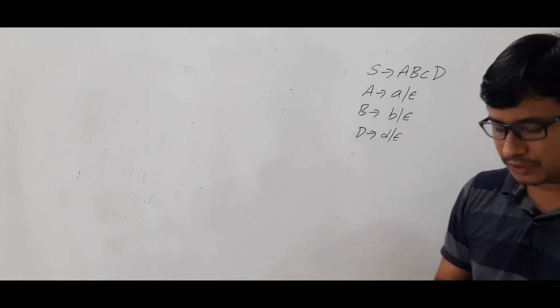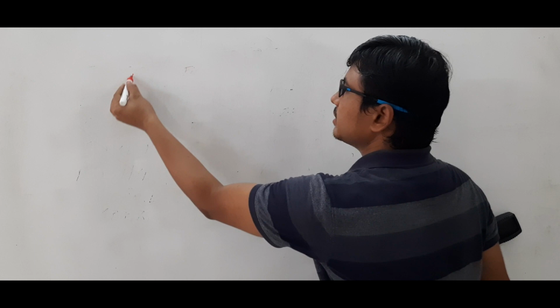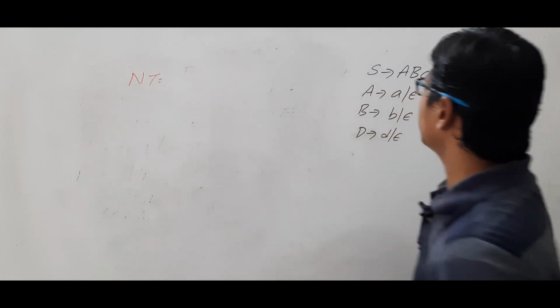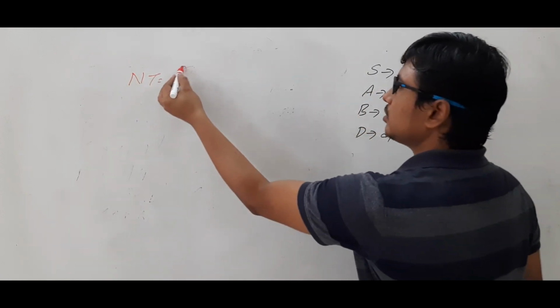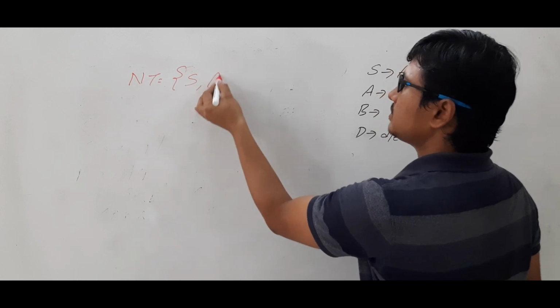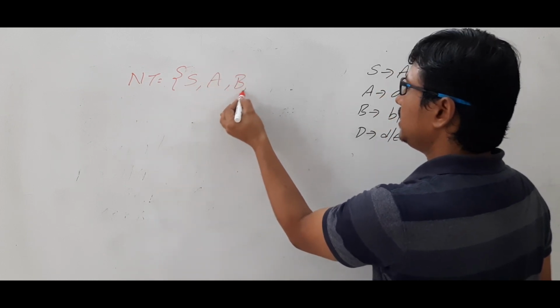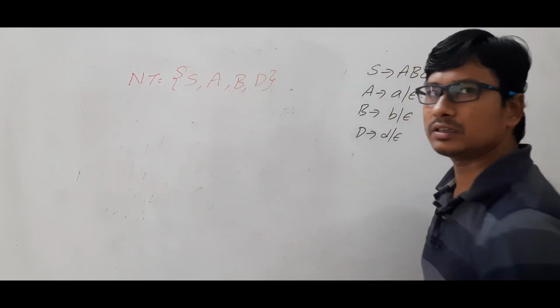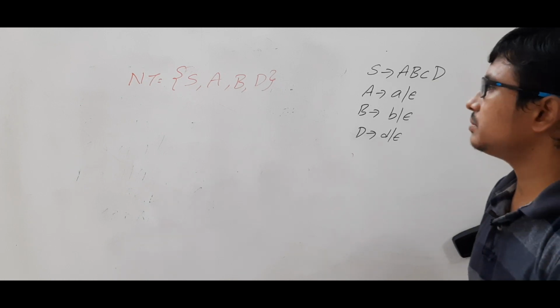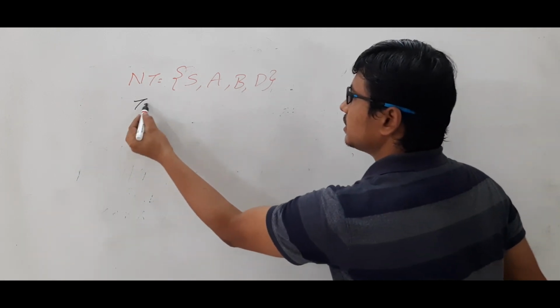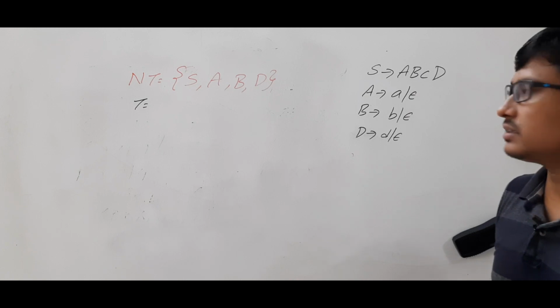First, what we need to do? We need to identify the non-terminals. From the given grammar, I can say that the non-terminals are S, A, B and D. These are the non-terminals. What are the terminals? The symbols which are there in the right hand side other than the non-terminals.